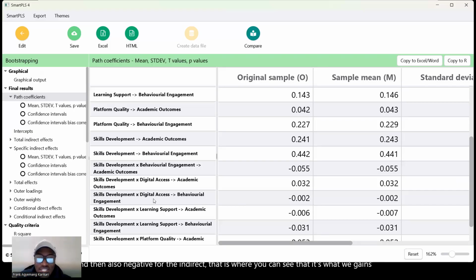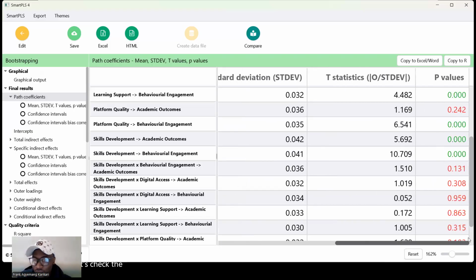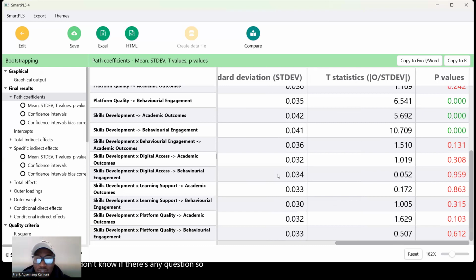Now let's check the p-value. This was not significant. So we cannot say that it is the case, because already the p-value is not significant. I don't know if there's any question so far on this. Any question?